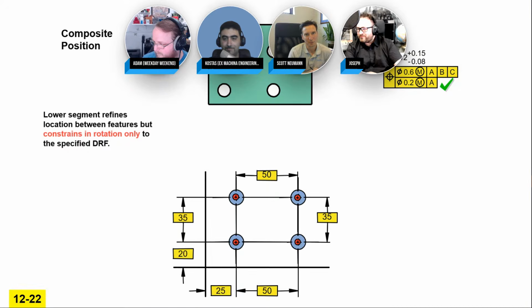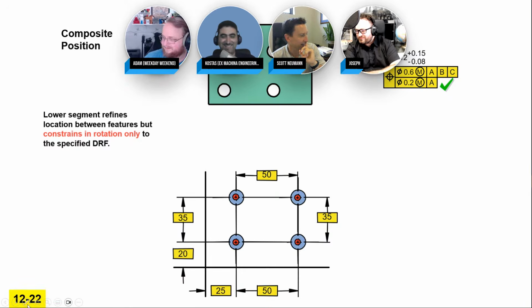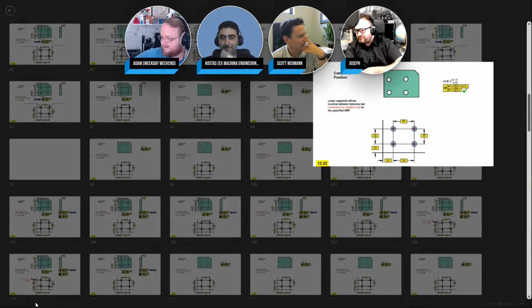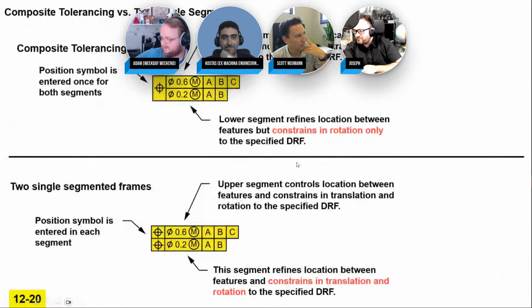That's a good question. Oh, boy, that is a good question and a long one. It could be a long answer. I can give you the short answer, but then it's going to be like, what the heck does that mean? But composite and two single segments don't really start being different until you start adding additional datum features in here.